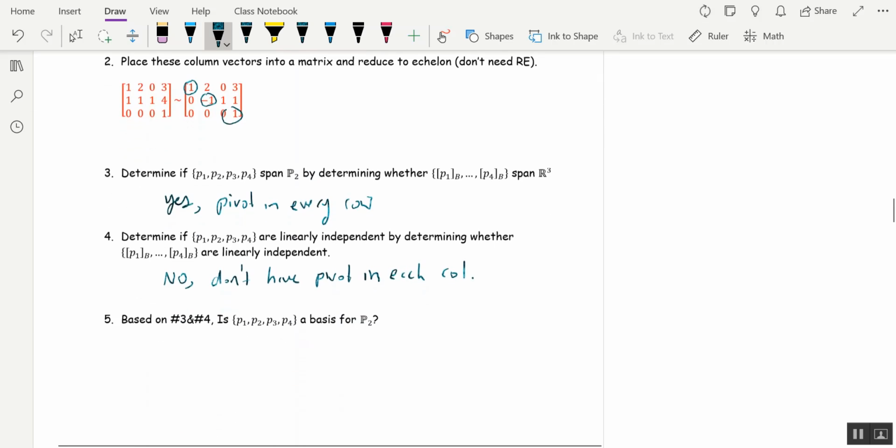And so finally, based on questions 3 and 4, do those 4 polynomials form a basis for P2? No, they don't. They span, but they're not linearly independent. And so for a basis, you need both. And we're going to use this notion of isomorphism next time when we talk about dimension. And that is the end of this section.